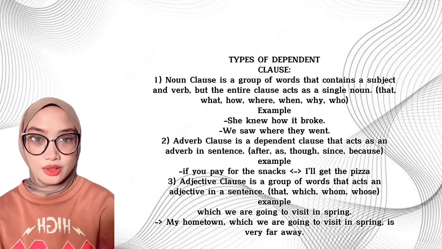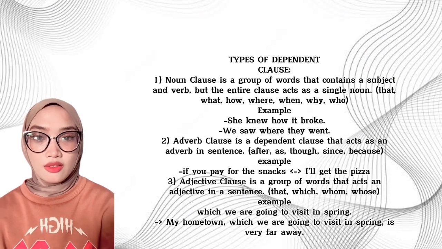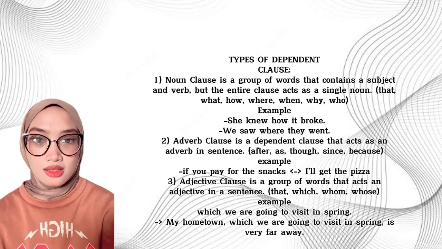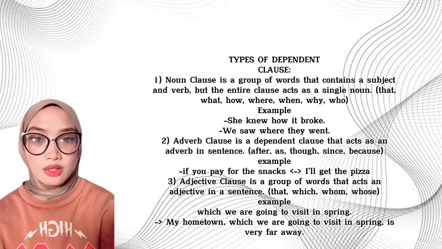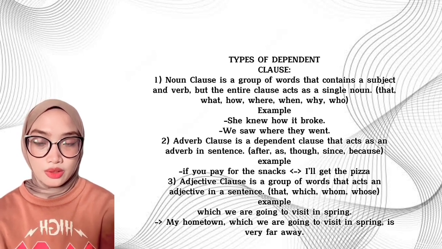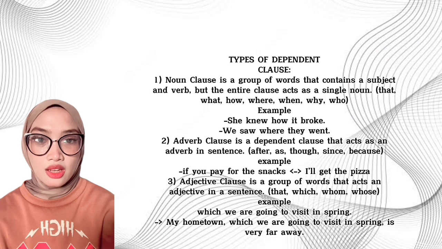Dependent clauses. Number one, noun clause. A noun clause is a group of words that contains a subject and verb, but the entire clause acts as a single noun. That, what, how, where, when, why, who. Example: she knew how it broke. We saw where they went.